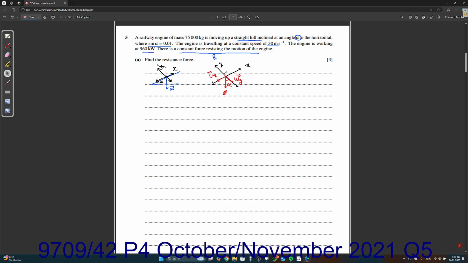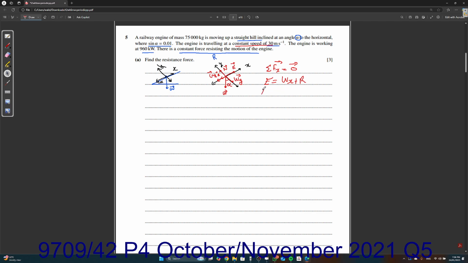You obviously have the normal. And you have the engine's thrust force, call it E, and you also have the resistance force that's resisting the motion. So we're moving at a constant speed of 30 meters per second. That means sigma Fx is equal to 0. The sum of all forces along the plane is 0. So what's on the right is equal to what's on the left. Okay, so E is equal to Wx plus R.